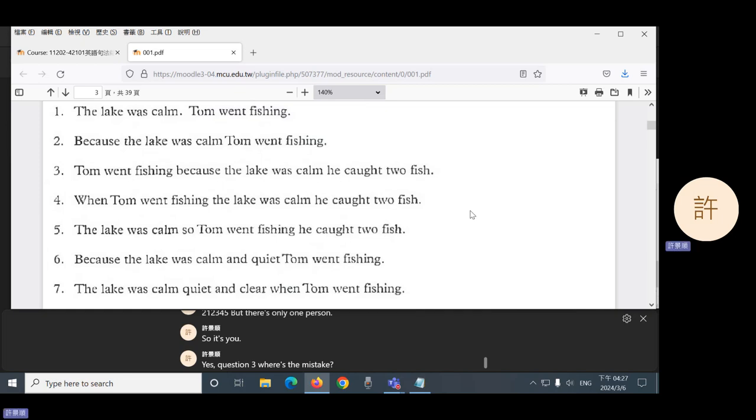Okay. Where would you add the semicolon? Here. Tom went fishing because the lake was calm. He caught 2 fish. Okay, I think that's not quite right. I would put it here. Think about this. Because the lake was calm. Therefore, Tom went fishing, or therefore he caught 2 fish.